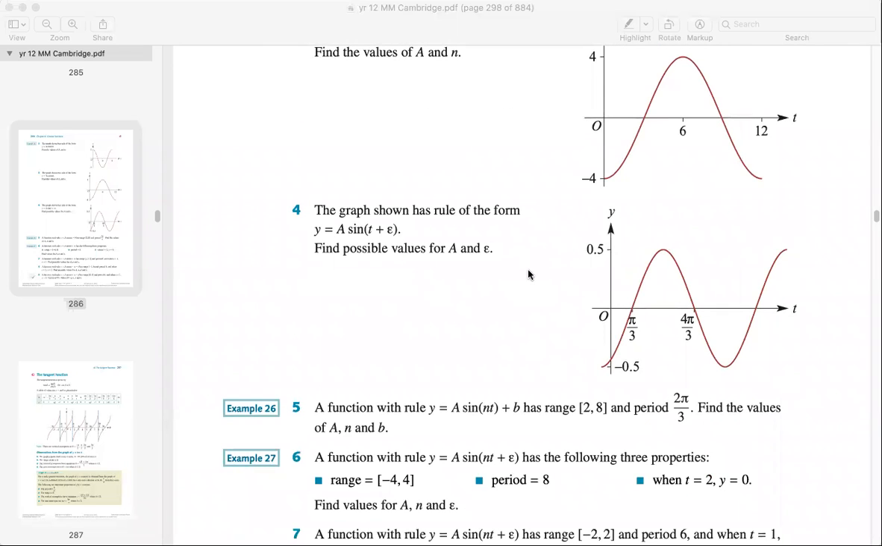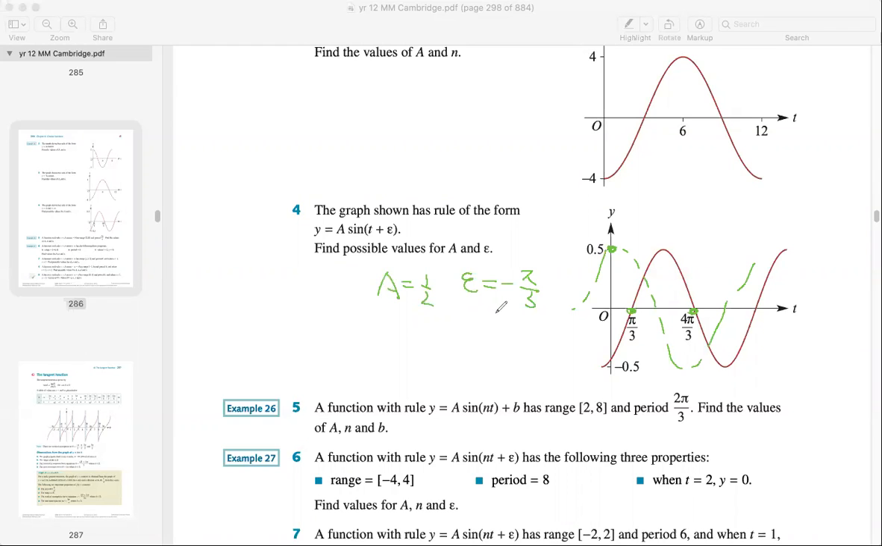Next one we involve some shifting. Okay, over here, essentially it just means we are shifting all the graph to the right. Okay, so epsilon is -pi on 3. So moving to the right means minus. And again, for this part, our range or our amplitude is now just half.